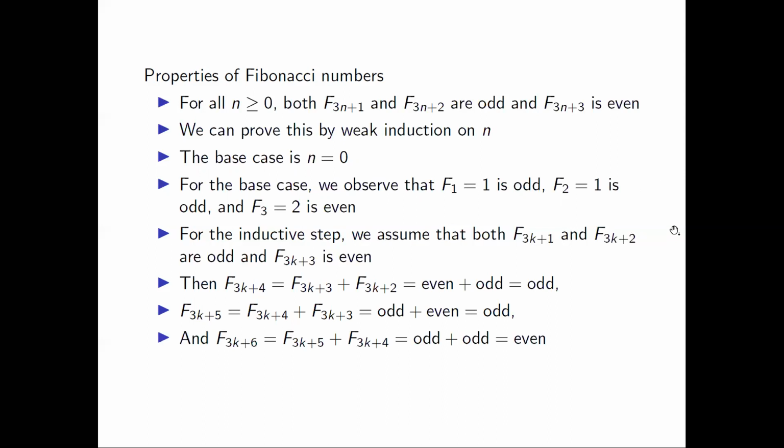Finally, we can check f of 3k plus 6. Using the recurrence equation, we get f of 3k plus 6 equals f of 3k plus 5 plus f of 3k plus 4. F of 3k plus 5 we just saw was odd. F of 3k plus 4 we also saw was odd. So when we add an odd and an odd, that gives us an even for f of 3k plus 6. And that concludes the induction.